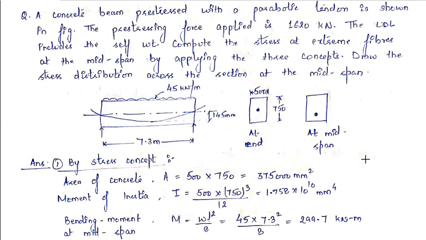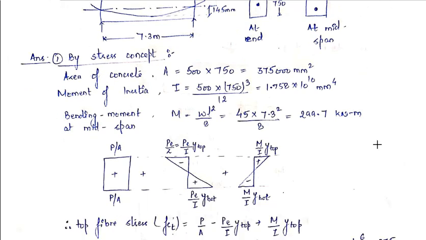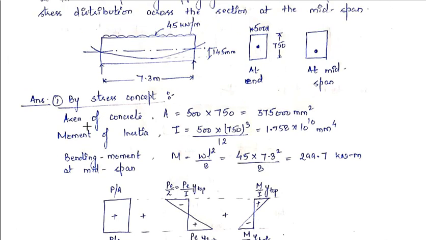So now let us find out the values at the extreme fibers. First we will use the stress concept. The area of concrete will be 500 into 750 since it is rectangular, which will give you 375,000 mm square. The moment of inertia of a rectangular section, we know, is BD cube by 12. So putting the values, the width B is 500 and the depth is 750, we will get 1.758 into 10 to the power 10 mm to the power 4.